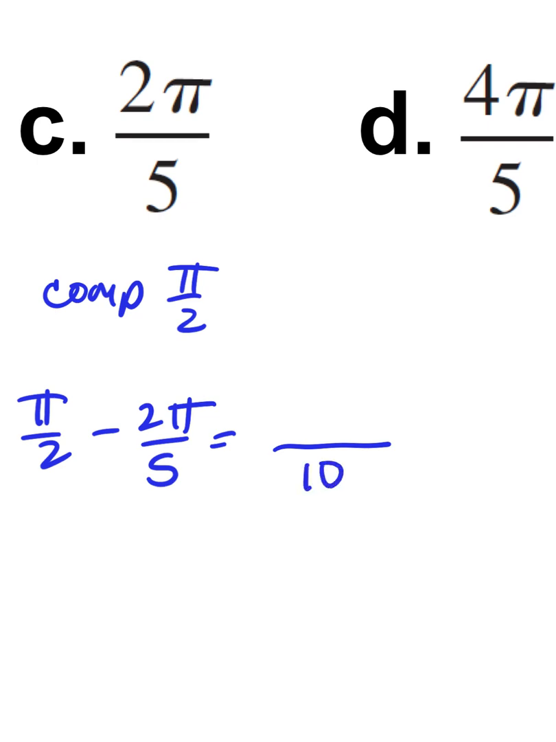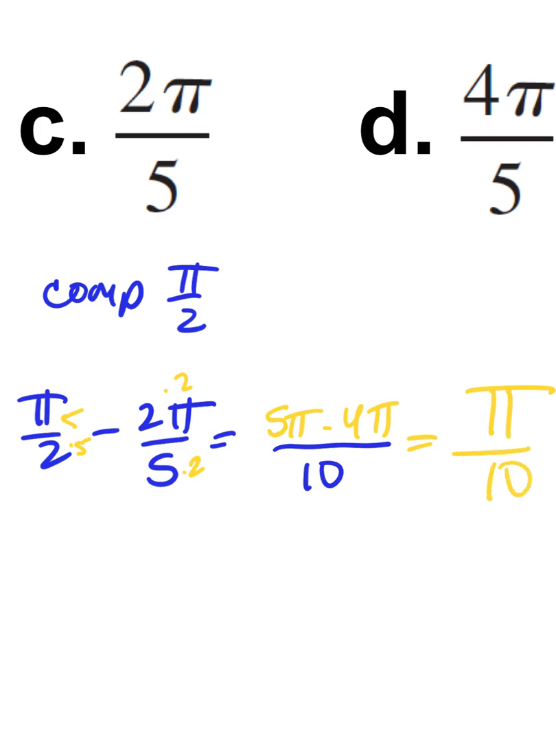Common denominator between 2 and 5 is 10. So if I multiply 2 by 5, then I have to multiply the top, right? So this becomes 5 pi. Bottom here, multiply by 2. So minus 4 pi. What is the complement to 2 pi over 5? Pi over 10. Perfect. Good.